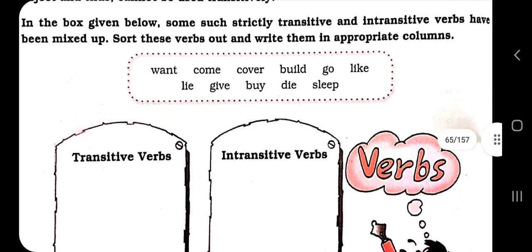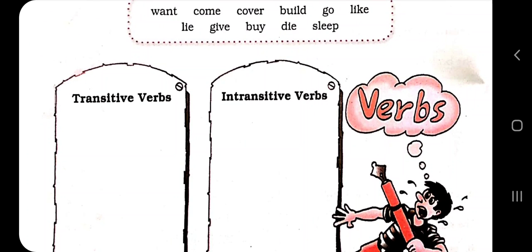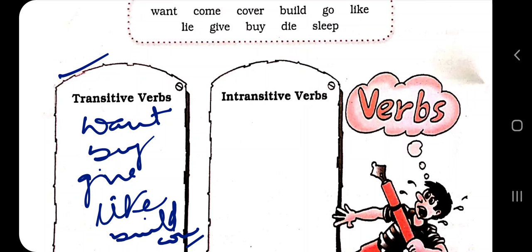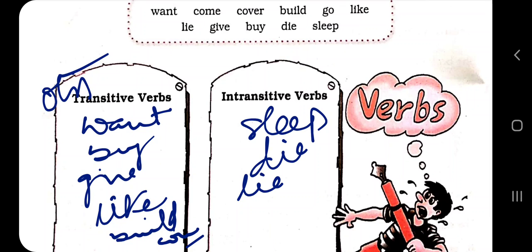Now let's do it. These are the words where you have to sort transitive and intransitive. So transitive verbs are want, buy, give what, buy what, want what, like what. So it all needs an object. Build what and cover what, all these require an object. Whereas sleep what, sleep whom, no. So these don't require an object. Die, lie, go, come, these are intransitive verbs. Now let's move to the next worksheet.